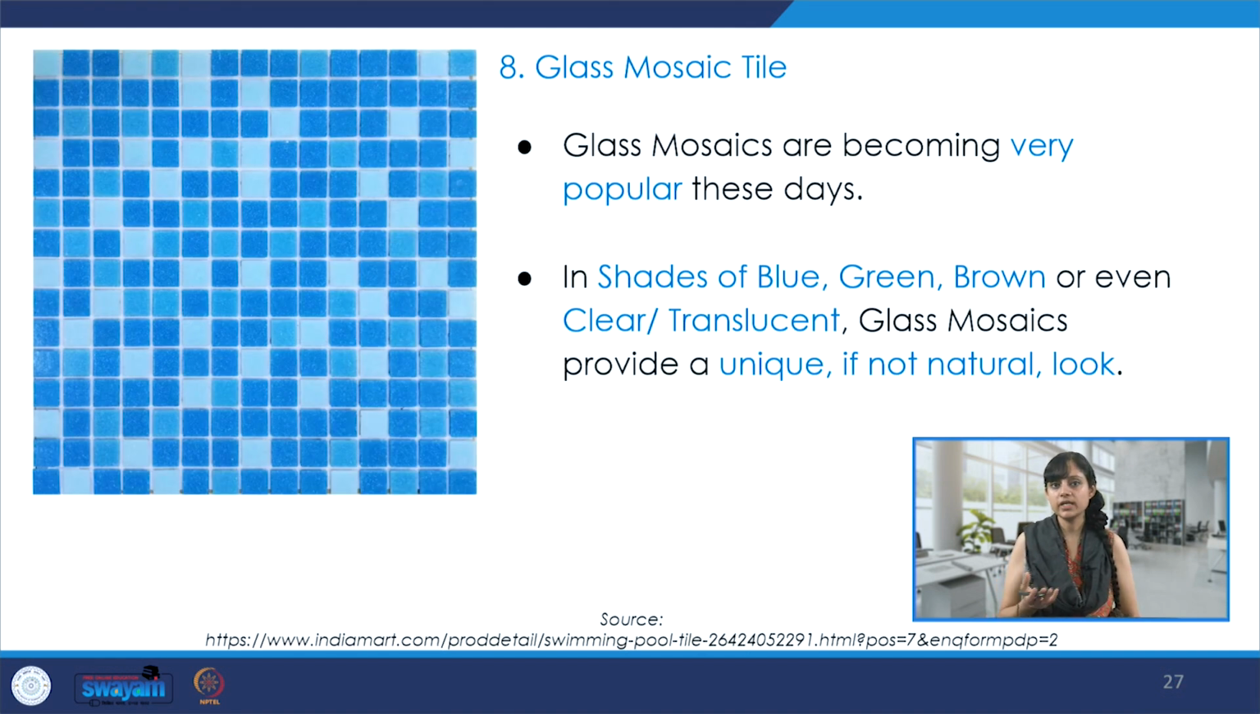Then there is glass mosaic tile. Glass mosaics are becoming quite popular these days, and it's very common to find them in shades of blue, green, brown, or they could also be custom made color pigments. They are also available in clear, translucent appearances, and they provide a very unique look, if not natural. So they are still in demand.